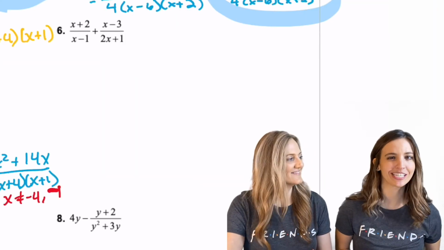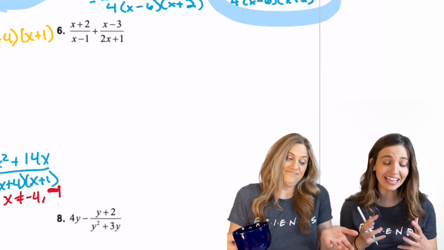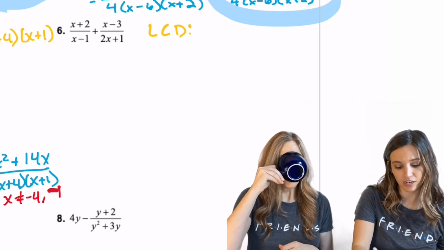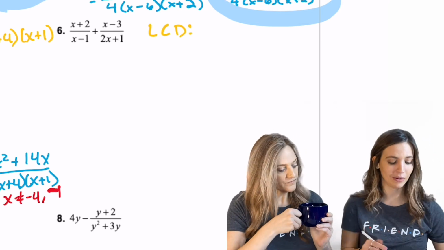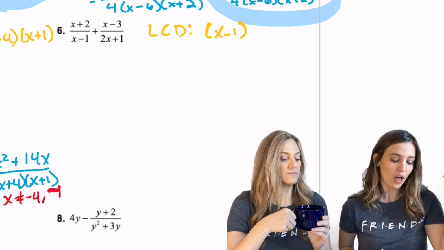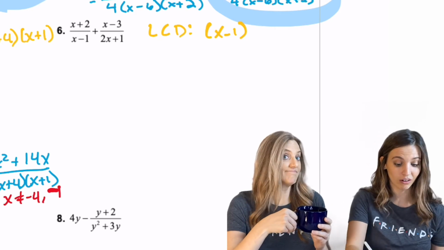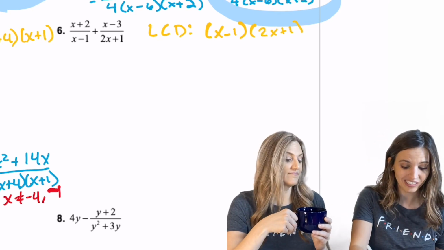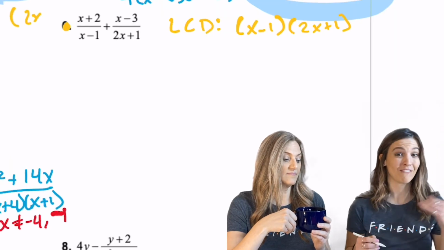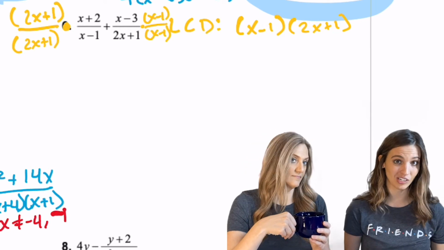Looking over at number 6, the first thing I want to do is factor, right? But there's nothing here to factor. So I'm going to have to jump straight to finding my least common denominator. Looking at that first denominator, I have x minus 1. Okay, so I'm going to need that. Then looking at that second denominator, 2x plus 1. Well, I don't already have that, so I'm going to need that as well. Bummer. So now when I'm multiplying by my creative form of 1, my first denominator is going to need 2x plus 1, and my second one's going to need x minus 1.